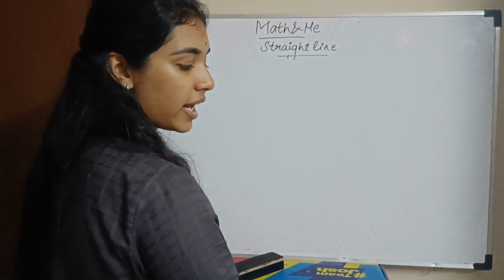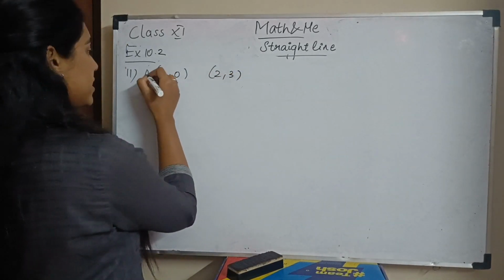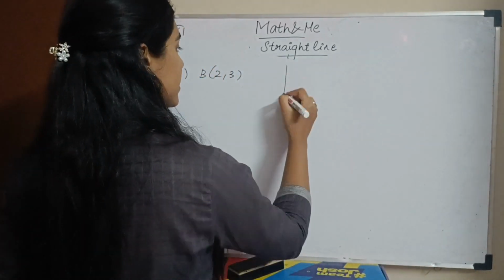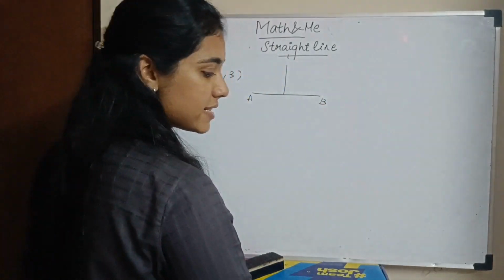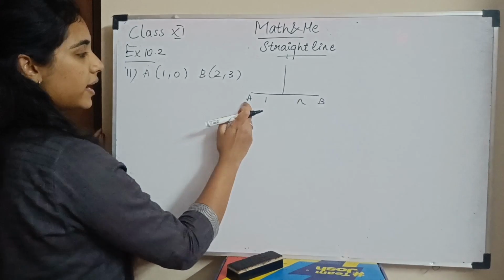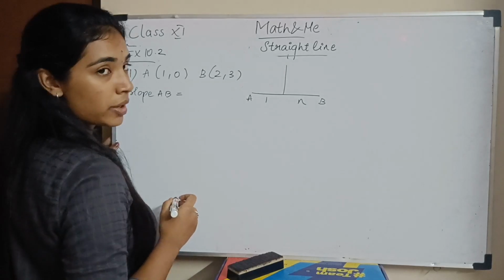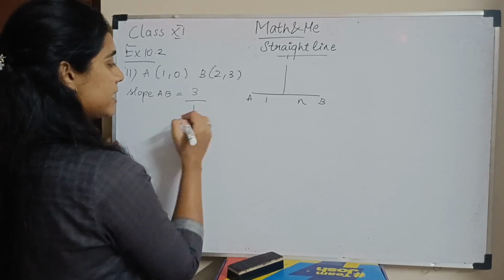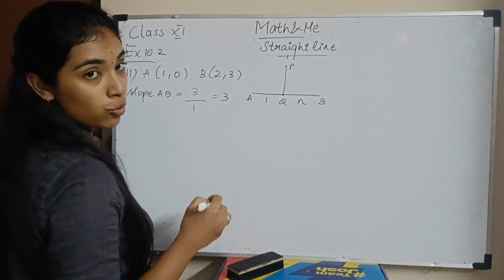A line perpendicular to the line segment joining the points (1, 0) and (2, 3). Let them be A and B. The line perpendicular to the line segment joining the points A and B divides it in the ratio 1:n. Find the equation of the line. So we know that slope of AB equals y2 minus y1 divided by x2 minus x1. So you have 3.